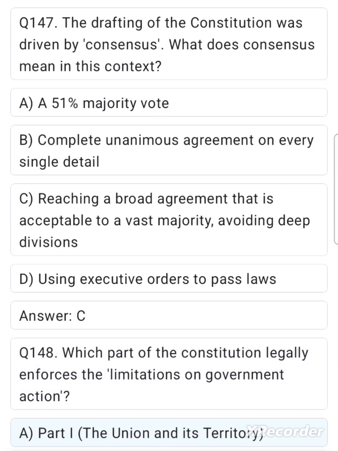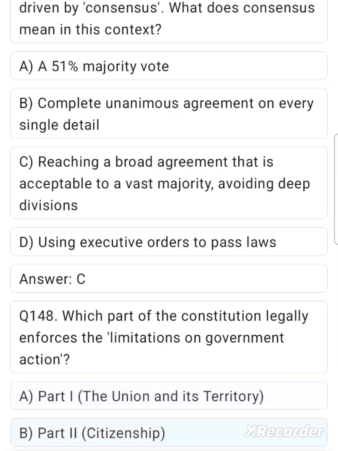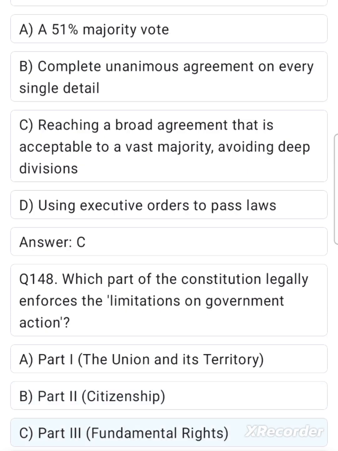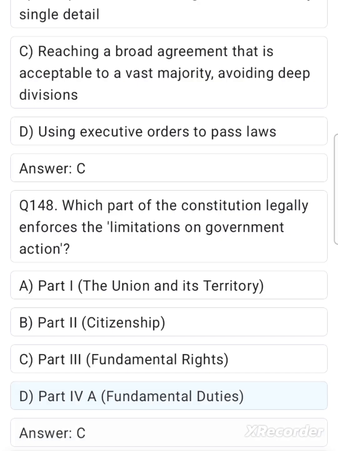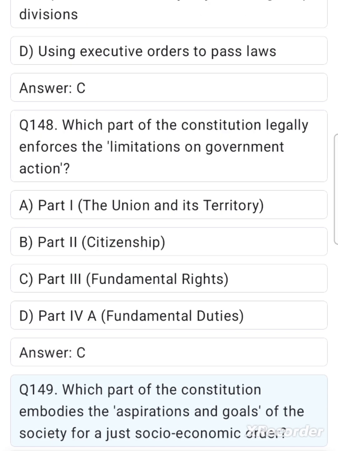Q148. Which part of the Constitution legally enforces the limitations on government action? A. Part 1, the Union and its territory. B. Part 2, citizenship. C. Part 3, fundamental rights. D. Part 4A, fundamental duties. Answer C.